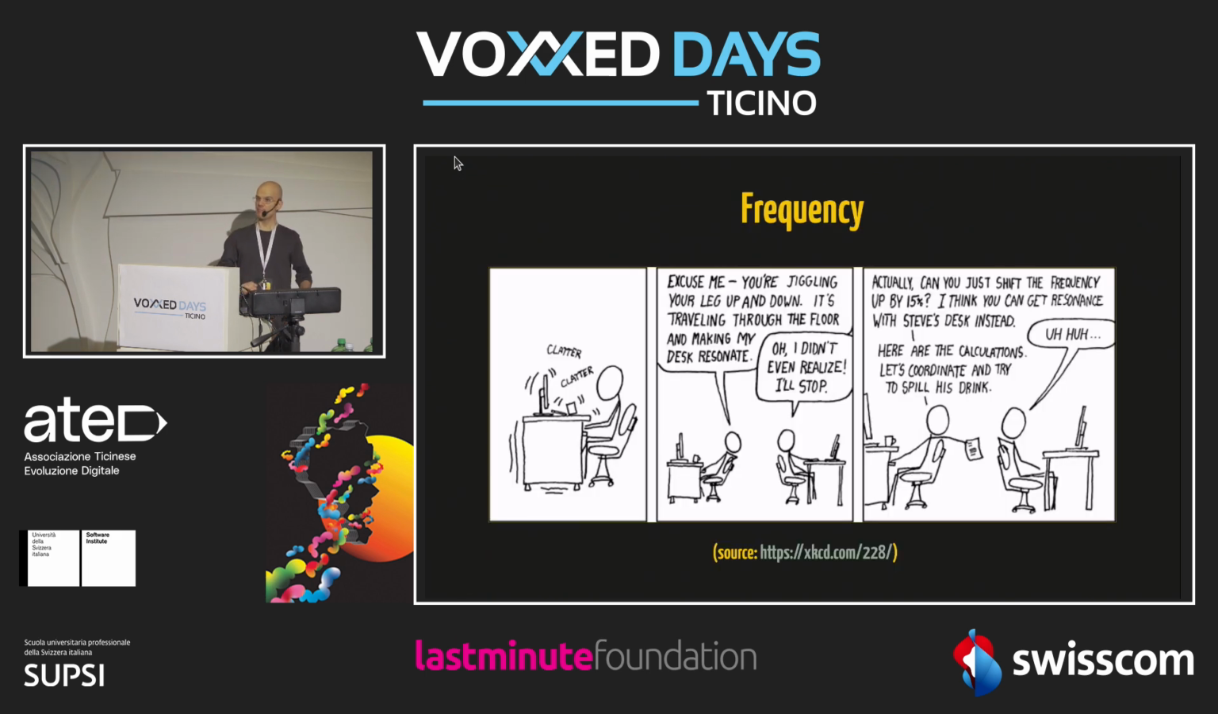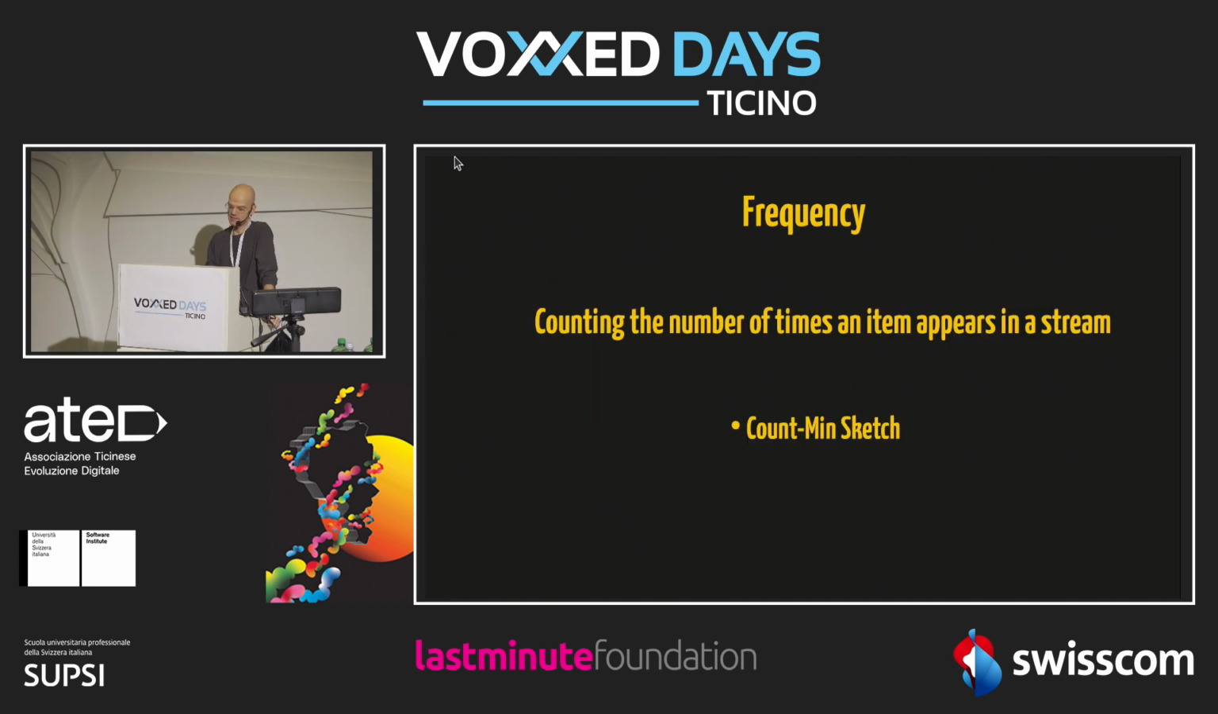And that's it for the membership part. So now we can start with the second class of problems, which is frequency. And of course XKCD comes in to help when there's something fun to talk about. So what is frequency? Frequency is basically just counting the number of times an item appears in a stream. And for doing that, we are using the count min sketch data structure.